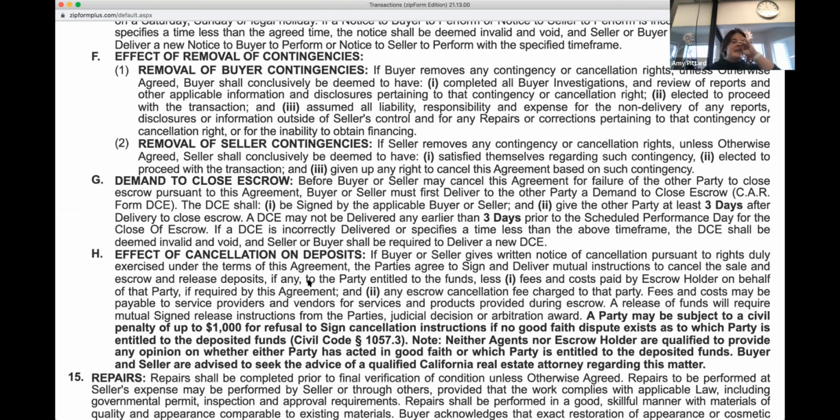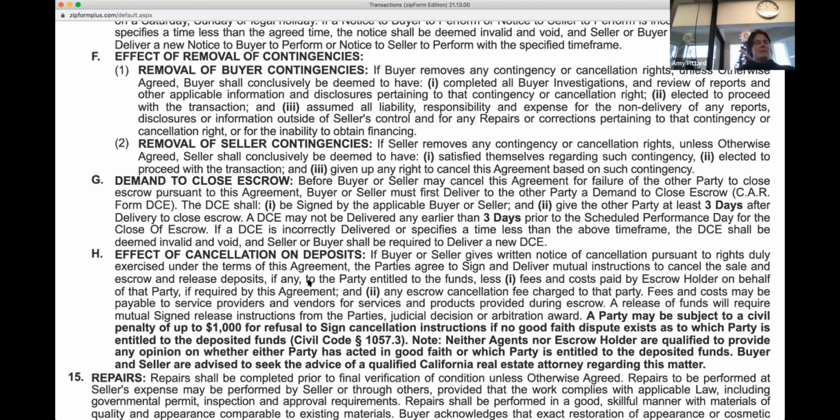Removal of seller contingencies. If the seller removes any contingency or cancellation rights unless otherwise agreed, the seller shall conclusively be deemed to have satisfied themselves regarding such contingency, elected to proceed with the transaction, and given up any right to cancel this agreement based on such contingency. Okay, demand to close escrow.